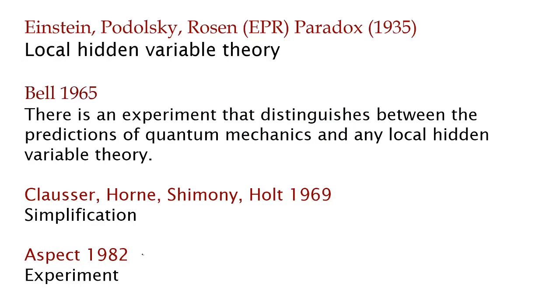Now, the actual experiments that have been performed have used a simplification of Bell's theorem. This came about by Clauser, Horn, Shimony, and Holt. It's called the CHSH inequality, or the CHSH game, and that's what we'll talk about in this lecture.